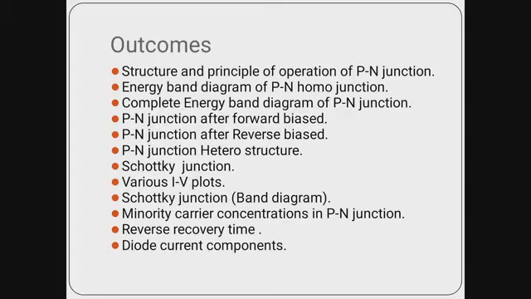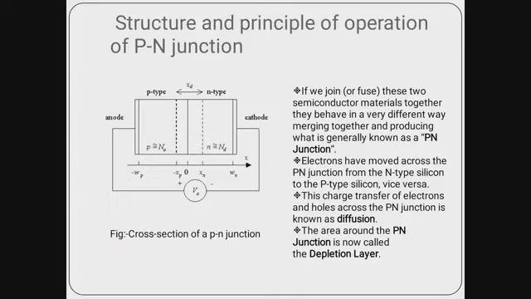These are the outcomes I have discussed in this lecture: structure and principles of PN junction diodes and their operations, energy band diagram of PN junction diodes, and the basic operations of PN junction diode in forward and reverse mode. I also discussed the heterostructure, the Schottky junctions, and different I-V characteristics plots of PN diode. And I also discussed minority carrier concentrations, reverse recovery time, and diode current components in this lecture.